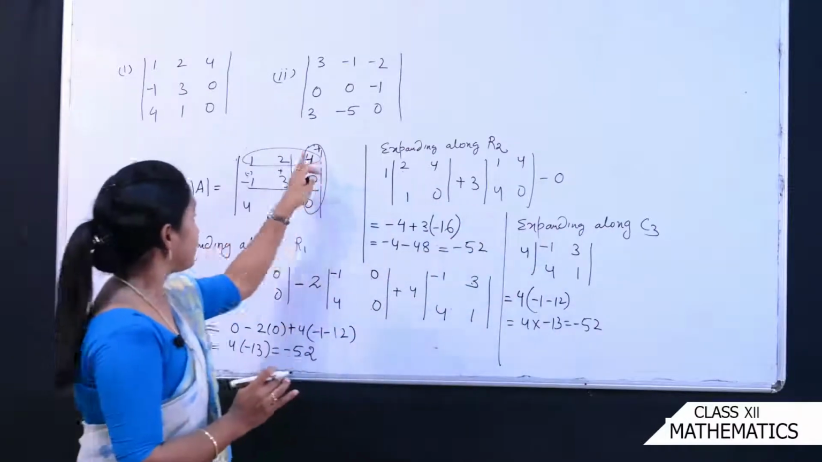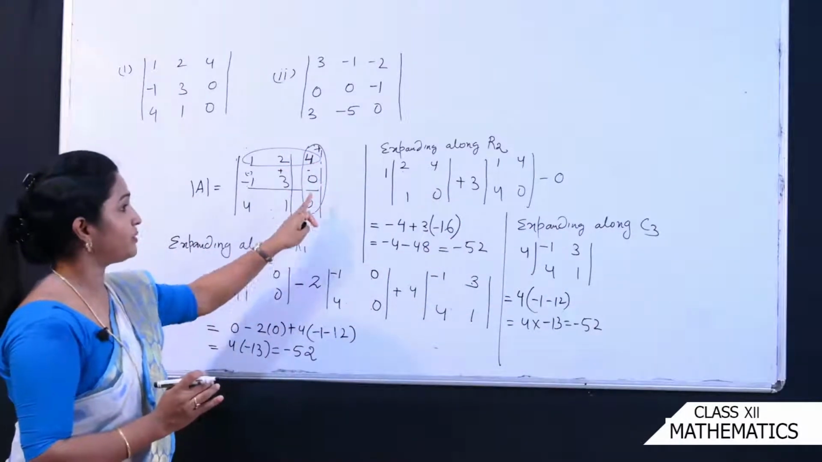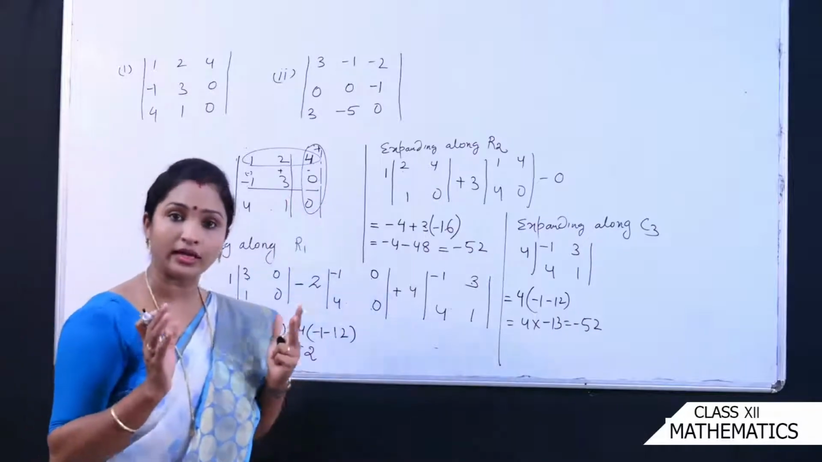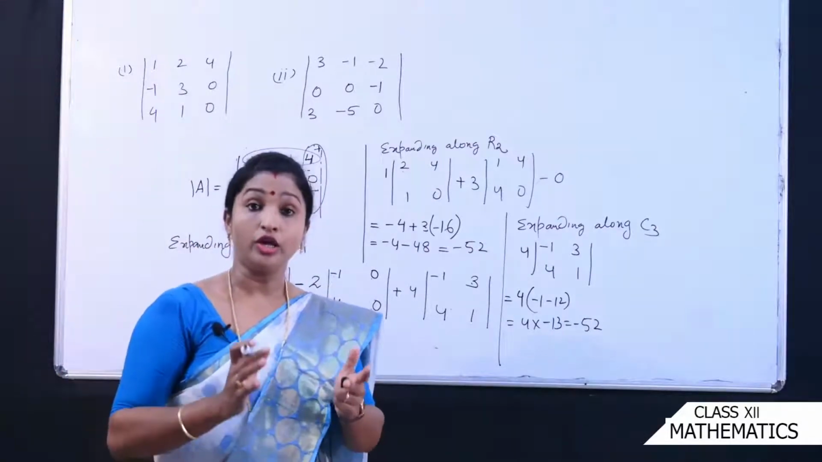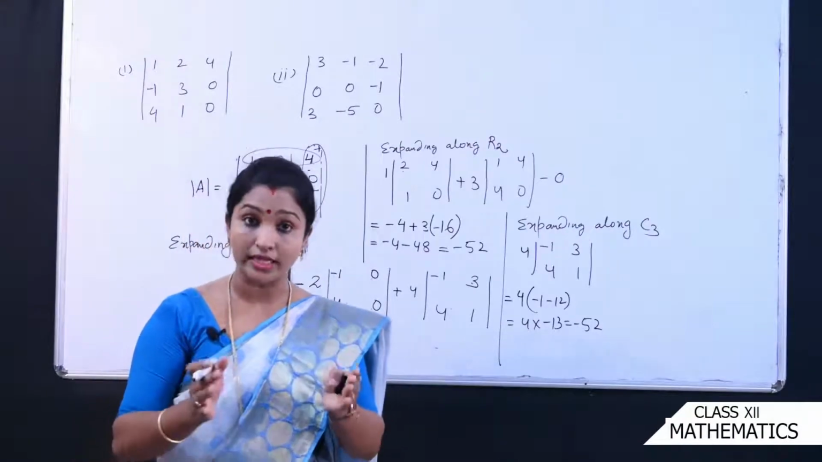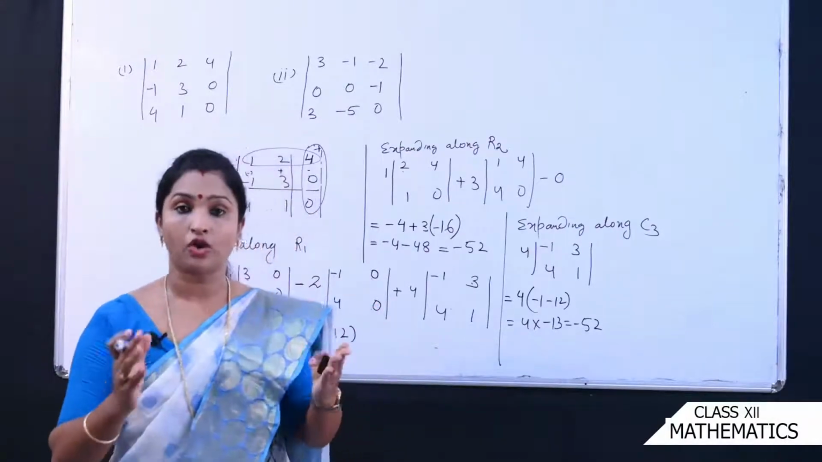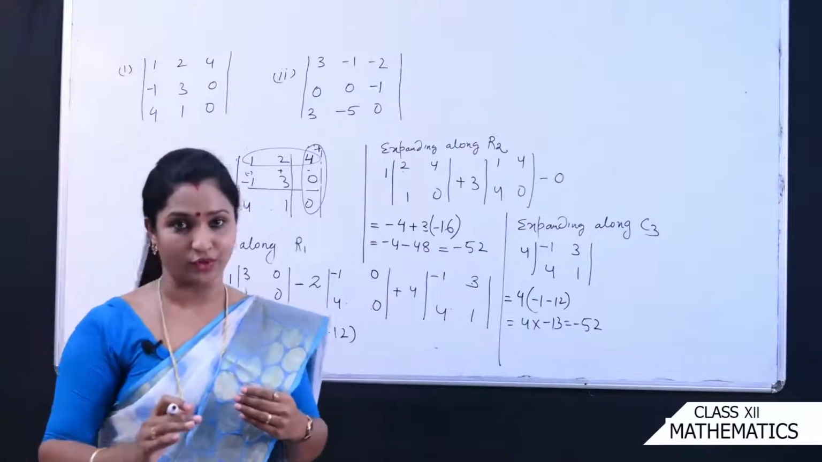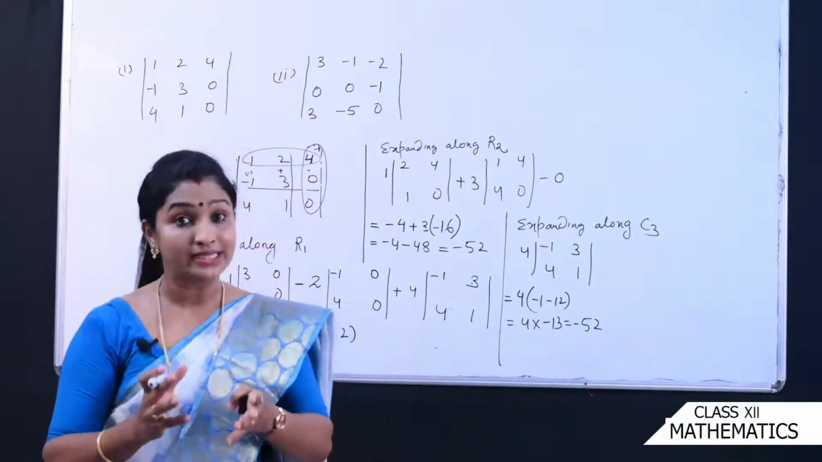Because it has more number of zeros. So remember children, if you have a question to find the determinant, don't be confused about which row or which column to use. You have to see which row or which column has more zeros, so that your calculation will be easier.